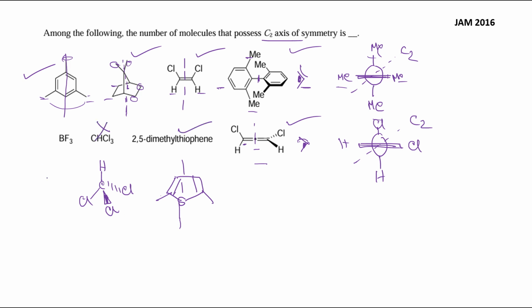What about BF3? For BF3, the situation is the same. It is a planar molecule. So whatever we have seen in the case of the first molecule, you can give the same type of explanation. If you have an axis like this, on the plane of the screen, and you rotate it, this upper fluorine's position will be fixed, but these two fluorines will exchange their positions. So except CHCl3, in all other cases we are getting a C2 axis of symmetry. So that is why the answer should be 7.